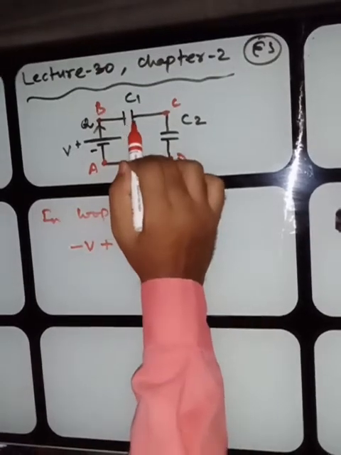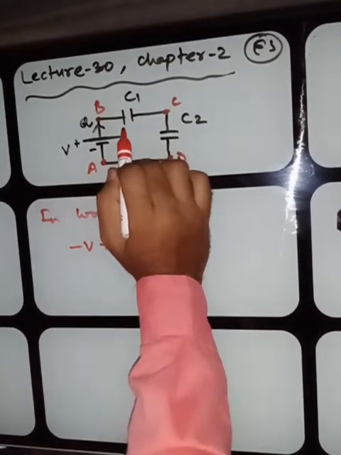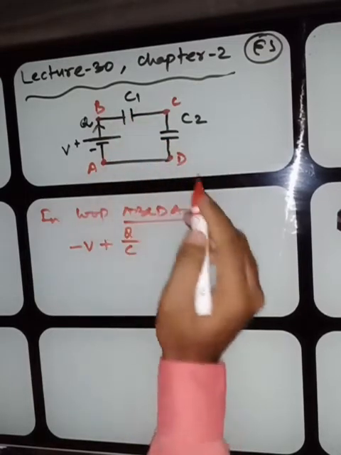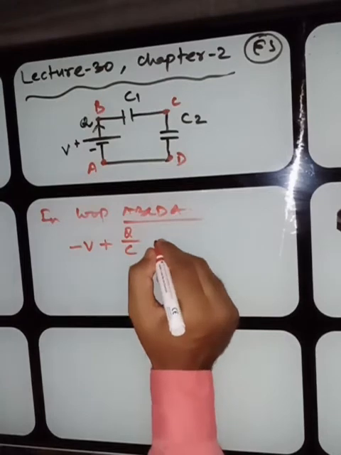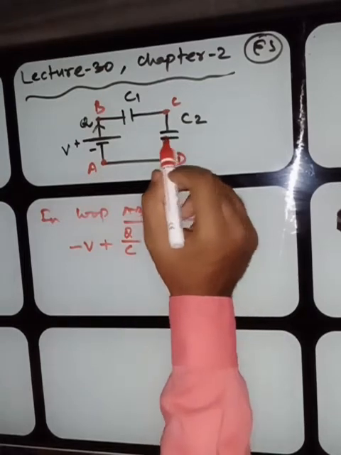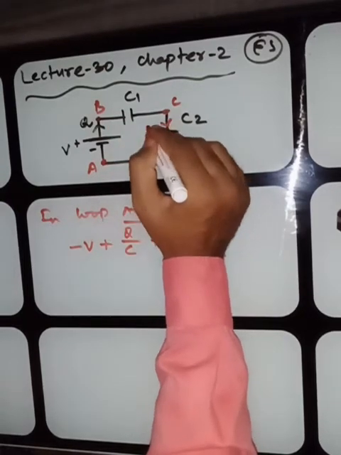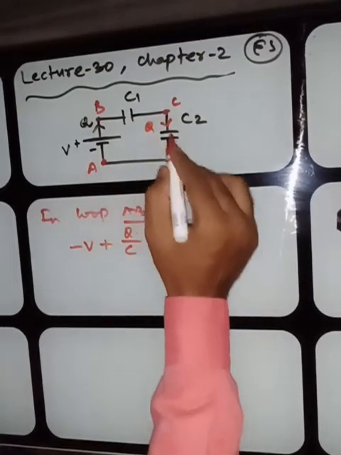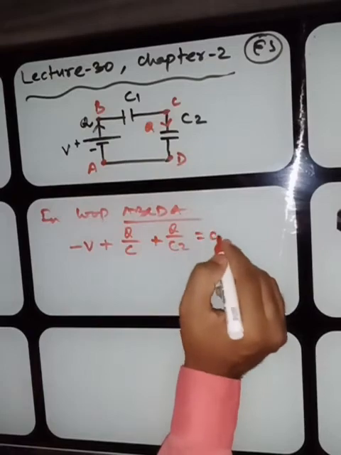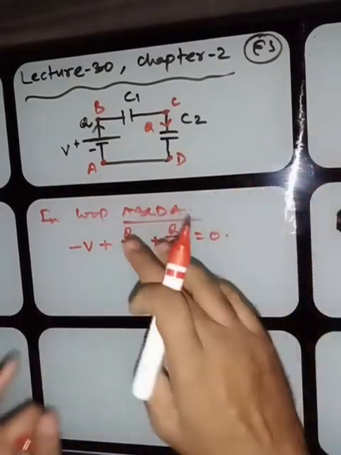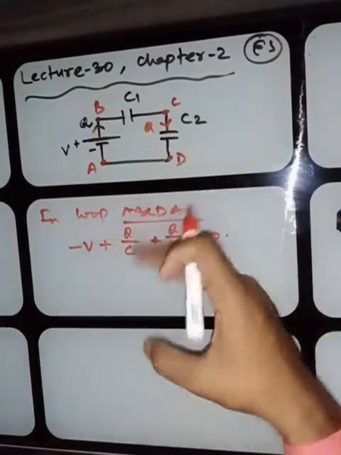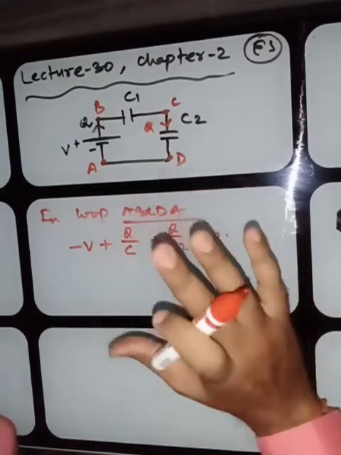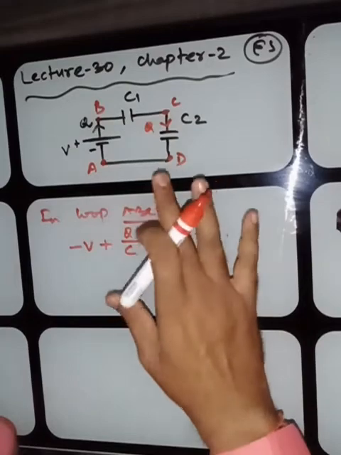Then from here plus, because we are going with the charge, Q by C1. How much charge reached this capacitor? Q. How much charge reached this capacitor? Again Q, because these two are in series. So plus, why plus? Because we are moving with the flow of charge. So it is Q by C2. And again we reach the same point, so it equals 0. This is the equation, and you can simplify it now. I hope, students, you understand how you have to write the equation while using Kirchhoff's voltage law.